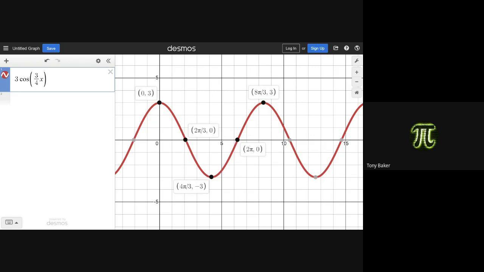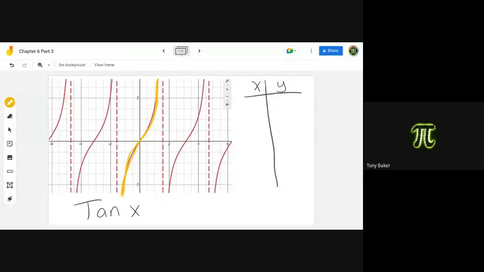This is tangent. Tangent's a little messier. And tangent's actually the only one that we're not going to use the 0 to 2 pi type thing. We're actually going to look at just this piece right here. Oh, I didn't switch over. There we go.